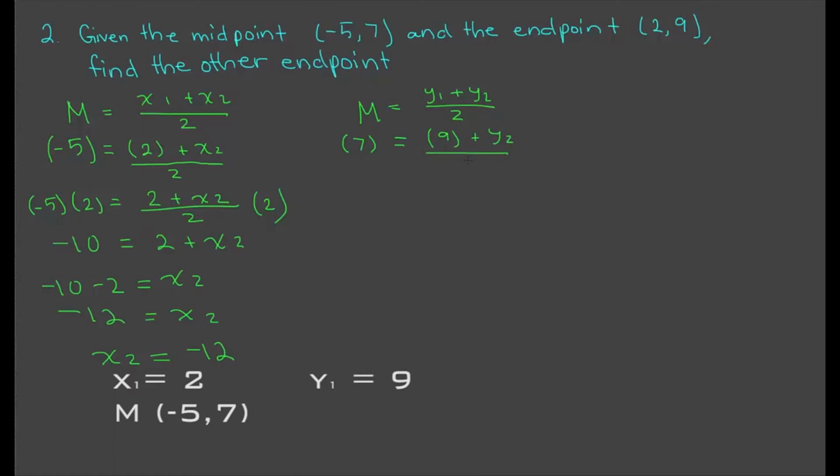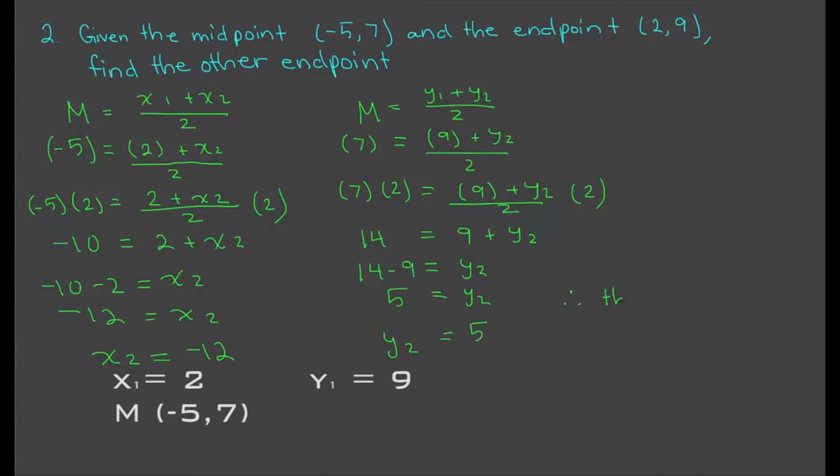7 equals (9 plus y2) divided by 2. Now we must clear the fraction by multiplying both sides by the denominator. 7 multiplied by 2 equals (9 plus y2) divided by 2 multiplied by 2. 14 equals 9 plus y2. 14 subtract 9 equals y2. y2 equals 5. Having found our x and y, we can put them together to find the other endpoint. Therefore, the other endpoint is (-12, 5).